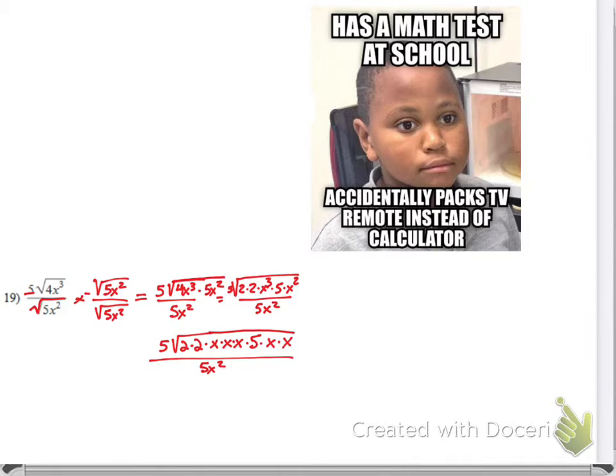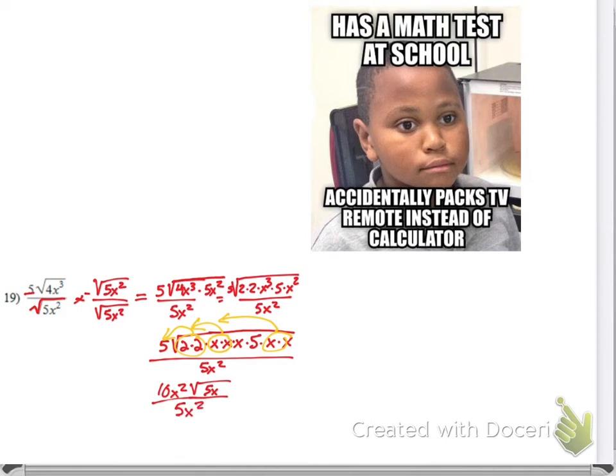Then from there, we keep going, and we're going to be able to pull out the 2, pull out a pair of x's, pull out another pair of x's, and then that's all I have that doubles. So I am going to have 5 times 2, which is 10, times x, and then times another x, which is x squared, and then radical 5x on the inside. Now I'm going to have 5x squared here.